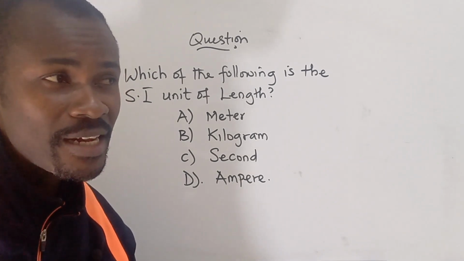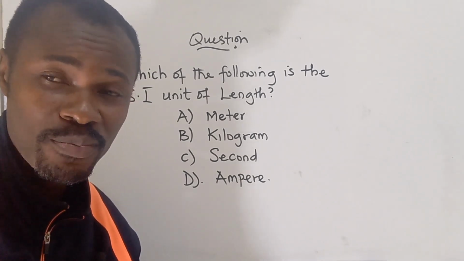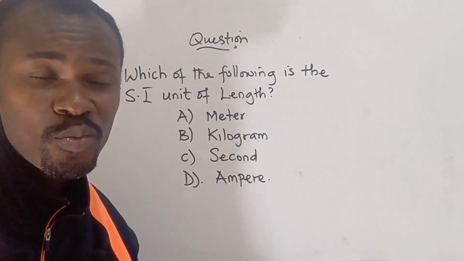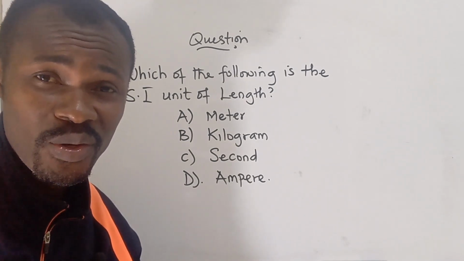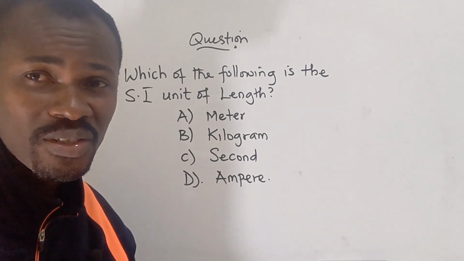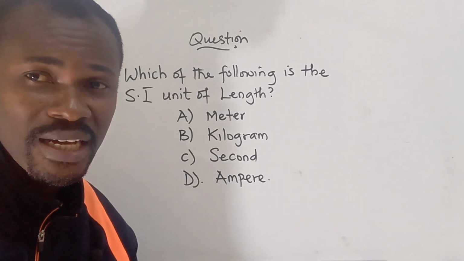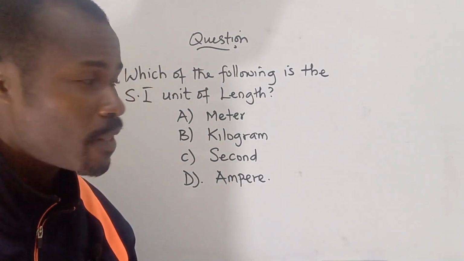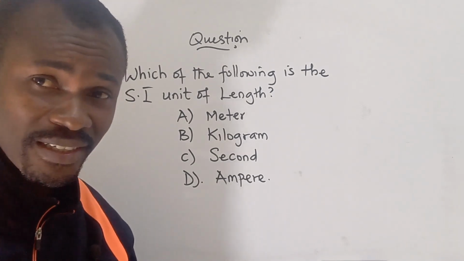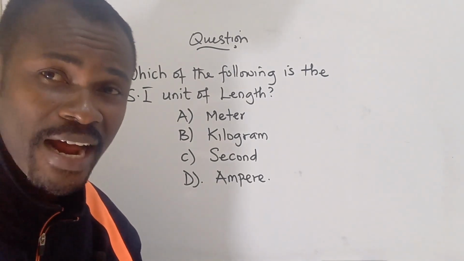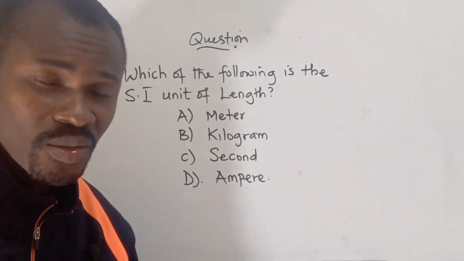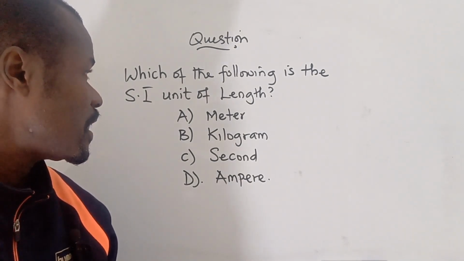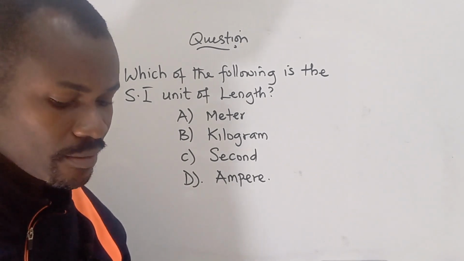So today we'll be looking at a very important topic in physics, which has to do with measurement. We'll be looking at a series of questions on the topic of measurement. We're going to start with the first question. I'm going to read out the question, then we'll pick out the answer and I'll do some explanation. In this series, we are going to look at 5 questions. So let's look at the first question. It says, which of the following is the SI unit of length?